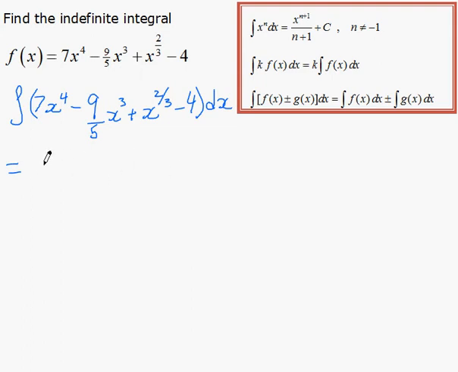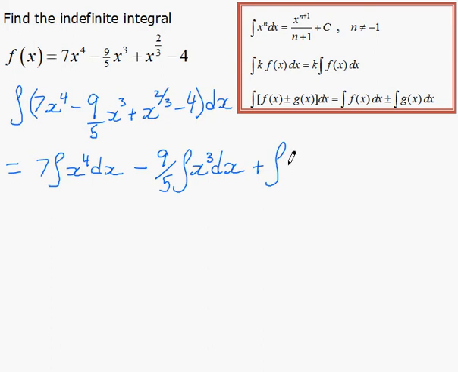Writing it as 4 separate integration questions and removing the constants gives us the following. Make sure to write the dx with each term. Every time we write an integral, here we should have the 4 outside. Every time we write an integral symbol, it must have a dx or a d with some variable.